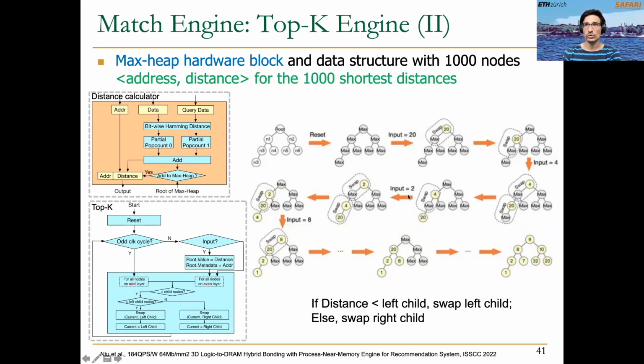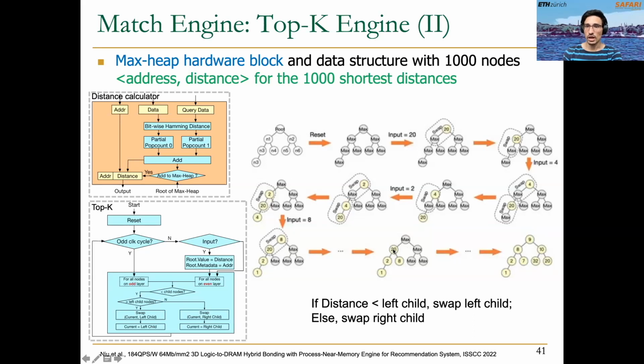The next distance that the Top K engine receives is this input equal to 2. Again, we have to swap here, but also observe that at this point, we are comparing this 4 with this 20. And because 4 is less than 20, we will swap here as well. Same as in the next cycle, we are also going to swap this 2 with this 20. Now the next input is 8, and we proceed the same way.